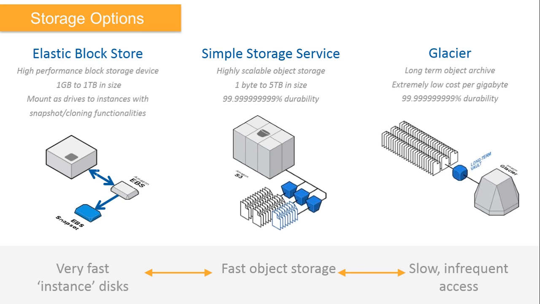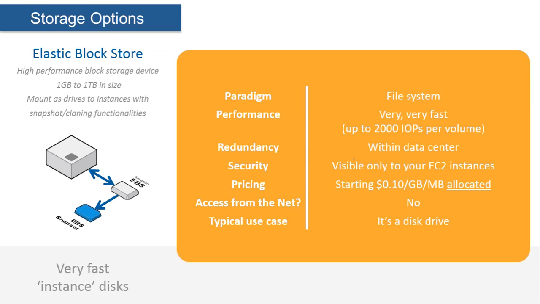Just stepping through those one by one. The paradigm for Elastic Block Store is performance. It's a file system. It can operate very, very fast, up to 2,000 IOPS per volume. It's generally proximate to the servers that it's connected to, visible only to your EC2 instances, not accessible from the net directly. Essentially, it's helpful to think of it as a disk drive for the EC2 compute servers. You're also able to snapshot Elastic Block Store to S3, creating snaps, and finally it's persistent storage. So if your EC2 instance should happen to go away, the Elastic Block Store persists, and you're able to then attach it to another EC2 instance.